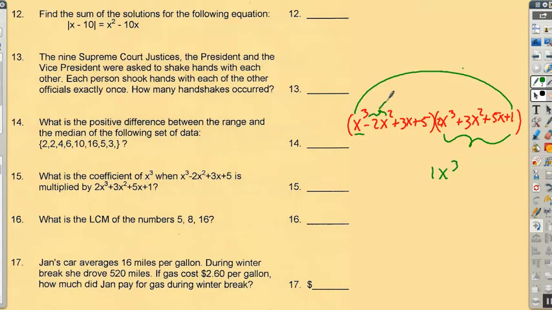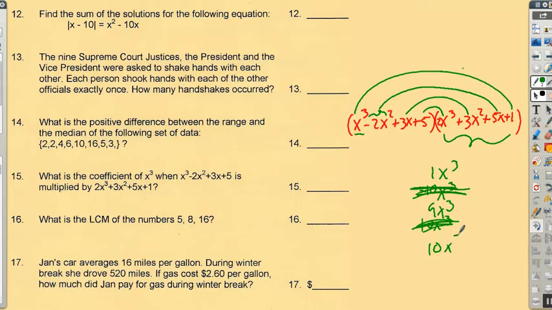Negative 2x squared times 5x is negative 10x to the third. 9x to the third, 10x to the third. Well, 10x to the third, negative 10x to the third, that cancels out. And so we get 1 plus 9, which is 10. And the coefficient is only the number, so the answer is 10.